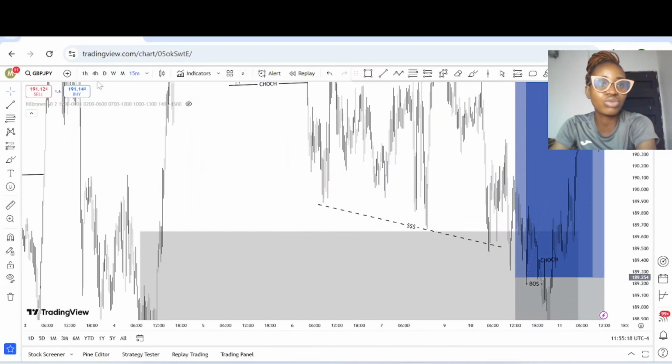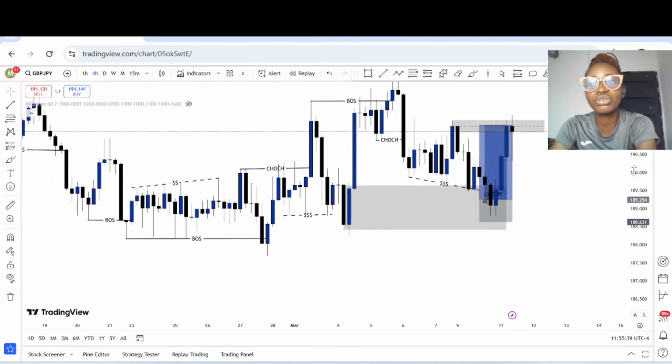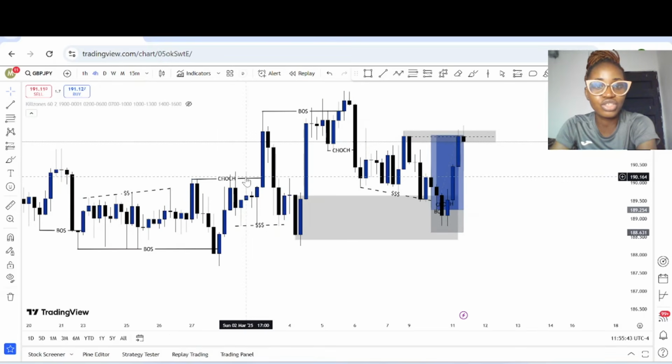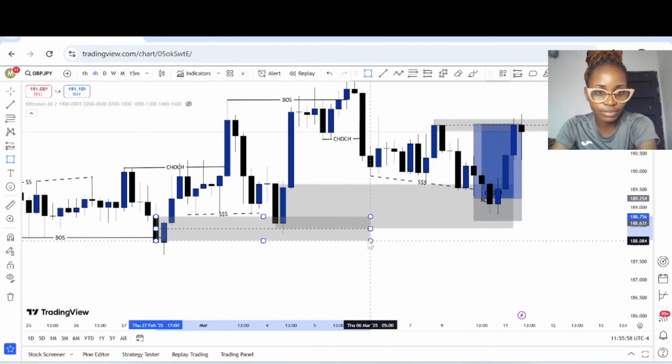Look at this one. Let's go to H4. Mapping this out on H4 will help you reduce the noise you are seeing on the lower time frame. Okay, look at here. We have this change of character here. Price pushed to the upside. Look at this origin here on H4. Look at here, this last candle here.